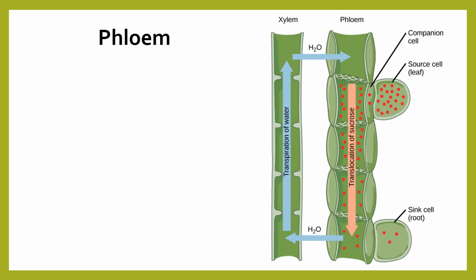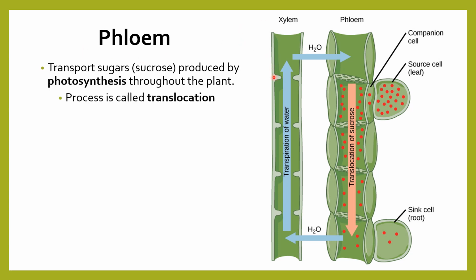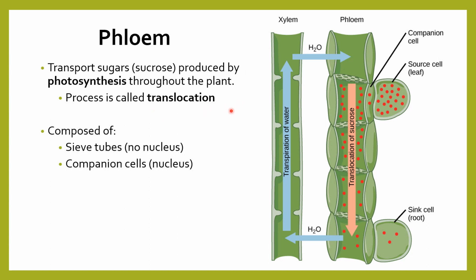Now that we've looked at transpiration and xylem, we're going to look at the other type of vascular tissue that I want you to know about, and that's phloem. And so phloem transports sugars, sucrose or glucose, produced by photosynthesis throughout the plant, and this process is called translocation.